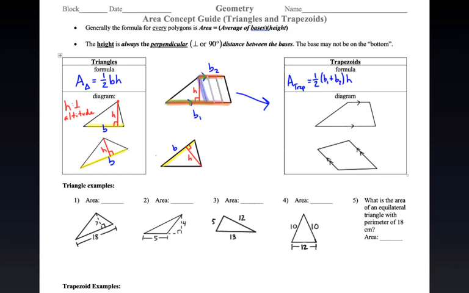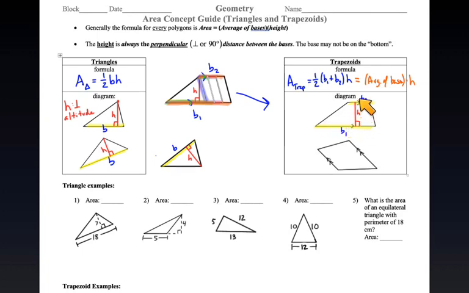Like the average of 2 and 4 would be 1/2 of 2 plus 4. So 1/2 of 6 is 3. The average of 2 and 4 is 3. So that's a way of doing it. Or you can just think of it as the average of the bases, which is another way of looking at the formula for this.